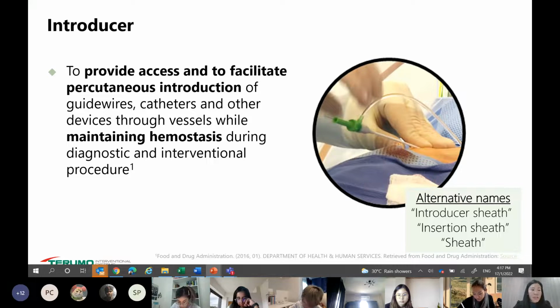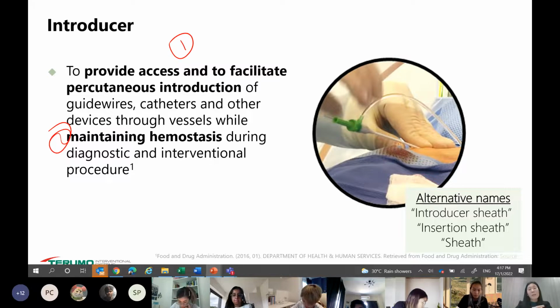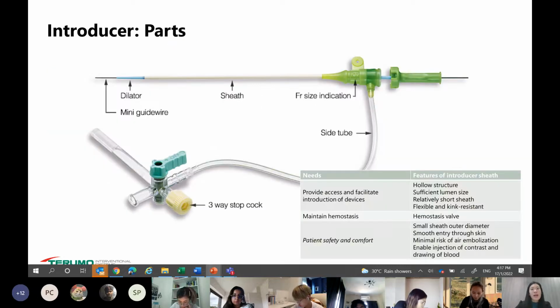So key functions of the introducer, I think you probably already know. The first thing is to provide access for percutaneous introduction of devices throughout the procedure. And of course, the second thing, I need to maintain hemostasis. I need to make sure that the patient is not bleeding throughout the procedure. So two functions, and that's how the device is designed.